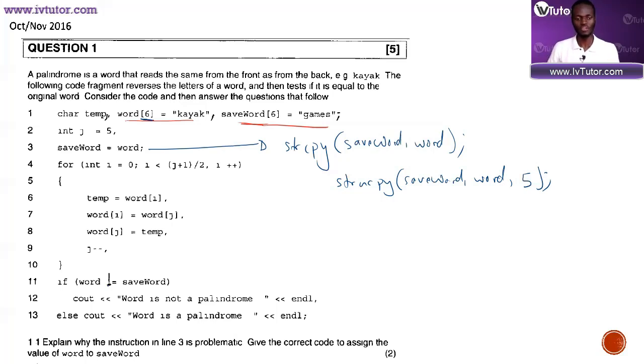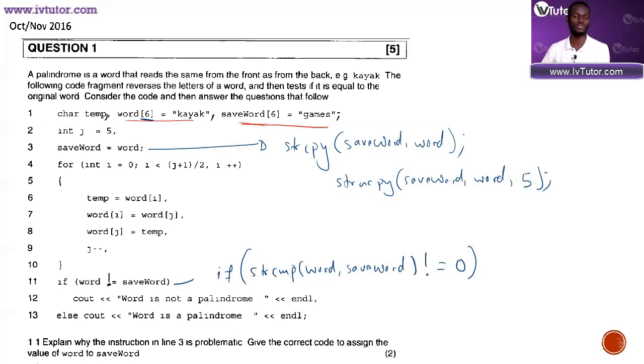So you can rewrite this statement as if, then you go string compare, word and save word. And you are saying if this does not return a 0, which means they are not equal, because remember, if they are equal, it returns a 0.